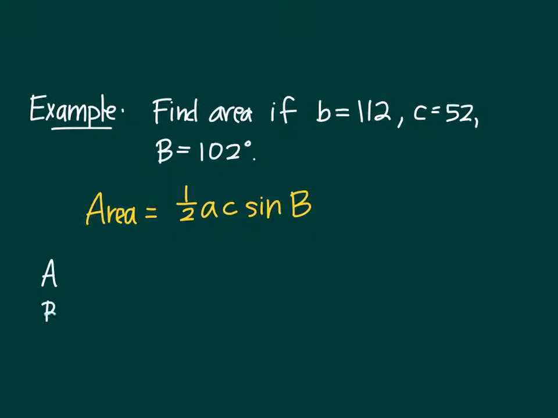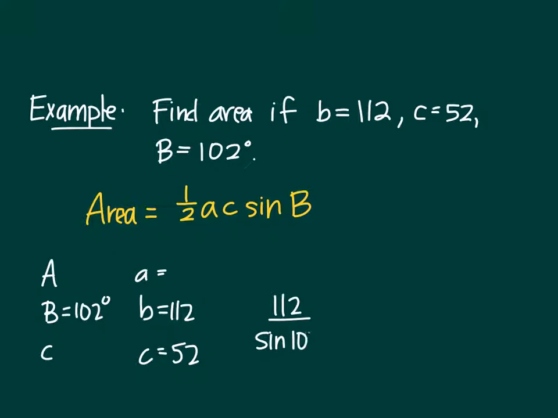So what you'll want to do is just set up like usual, like we have been doing. Okay, we've got 102, and we've got 112, and we've got 52. So your job then is to first find the missing pieces that you need so that you can find the area. So what law would be best in this situation? Sine. Okay, we're going to use the law of sines. So we'll have 112 over the sine of 102 degrees equals 52 over the sine of C.